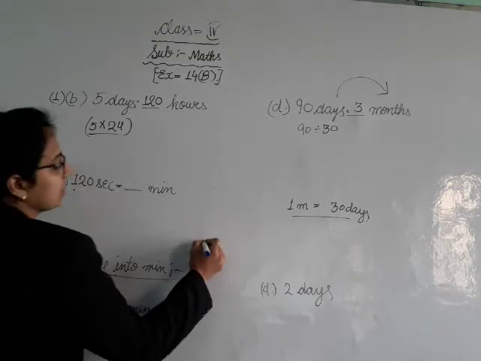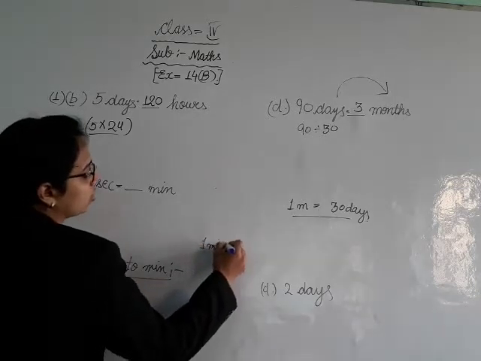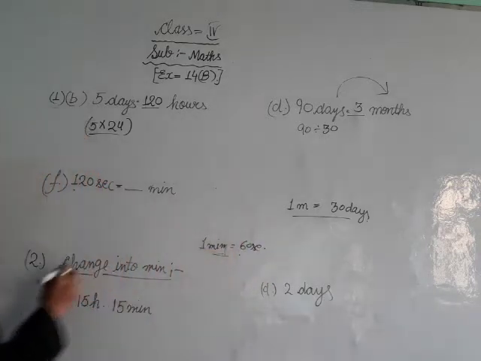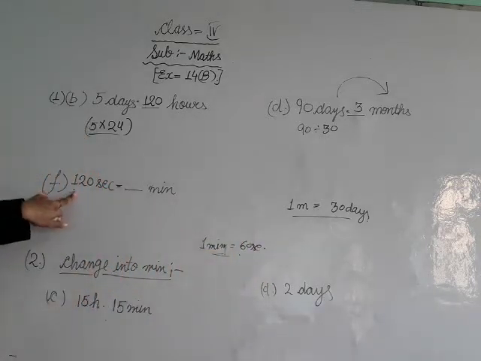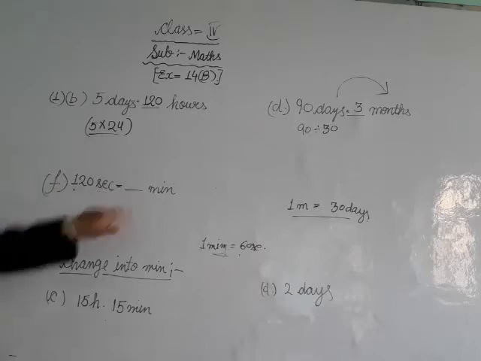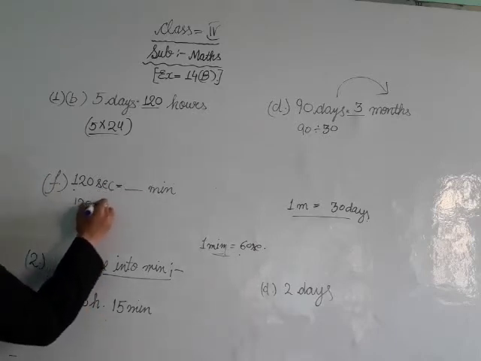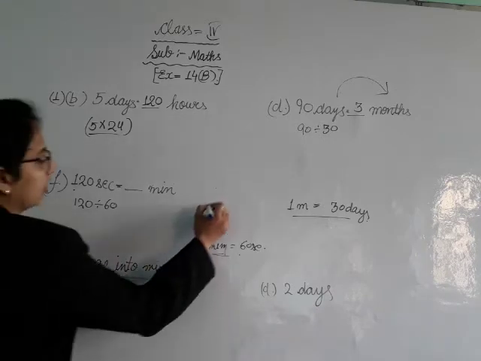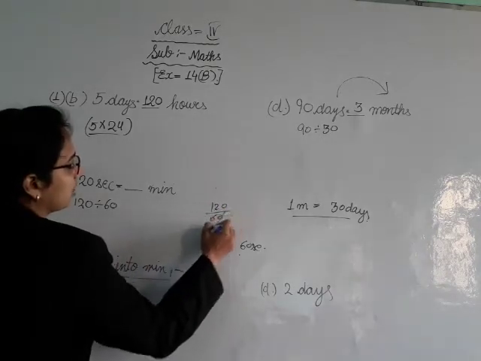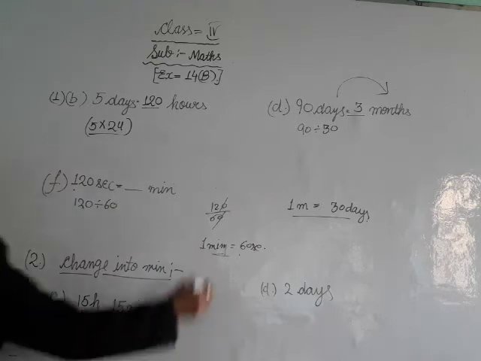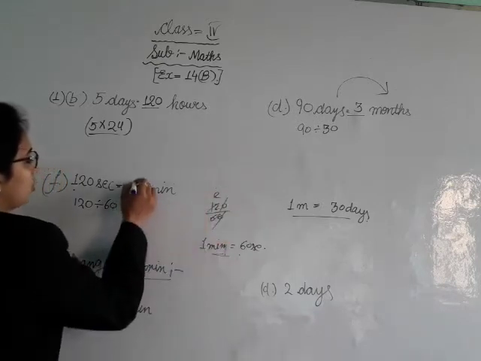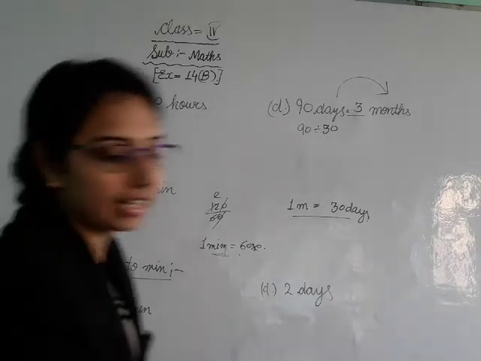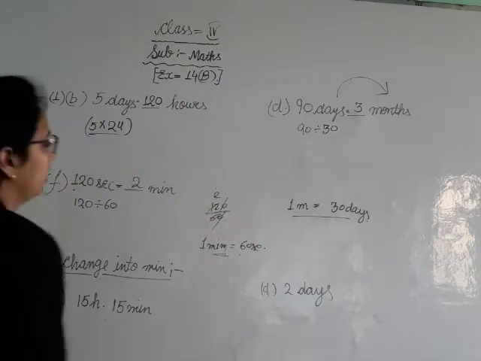Now coming towards our last part, 120 seconds is equal to dash minutes. 1 minute is equal to 60 seconds. So the same thing we have to do here. 120 seconds is equal to how many minutes? Simply we will divide it by 60. 0 is cancelled by 0, and 6 twos are 12. So here 2 minutes are there in 120 seconds. Understood? Got it, dear students?